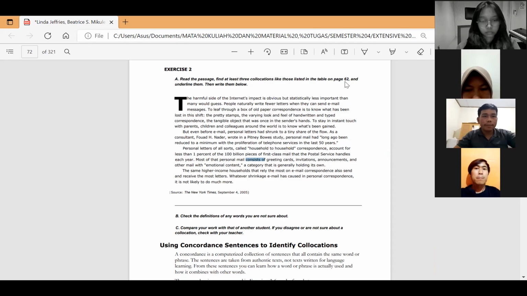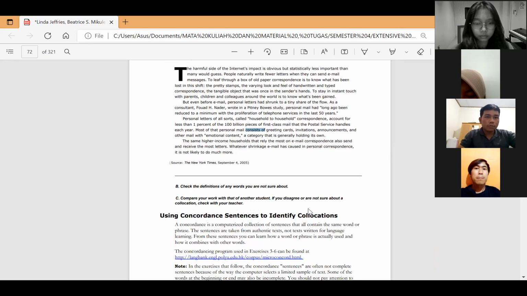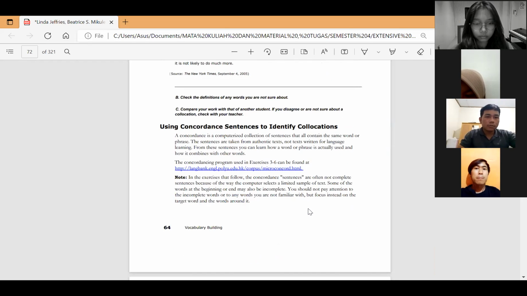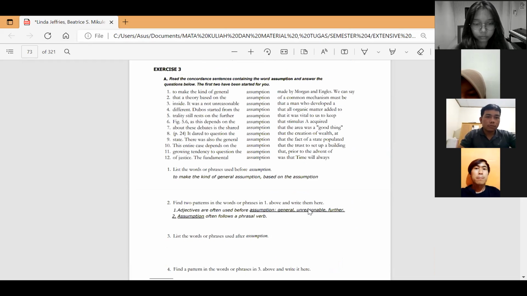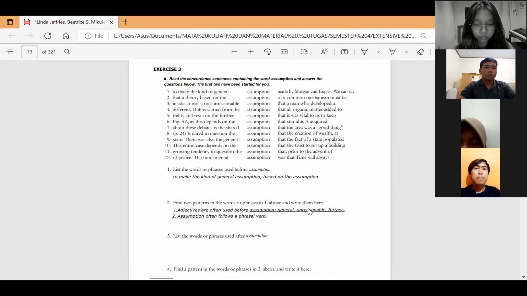We are going to move on to exercise 3. Has my screen moved to exercise 3? All right, thank you. So for exercise 3, I thought that it would be answered by Rangga, but is Rangga with us tonight?